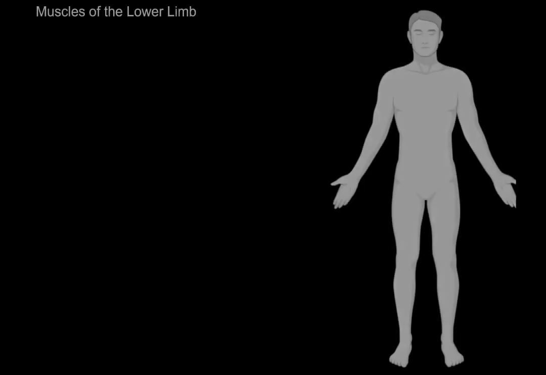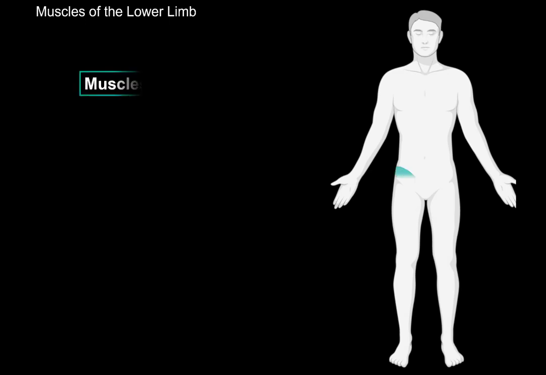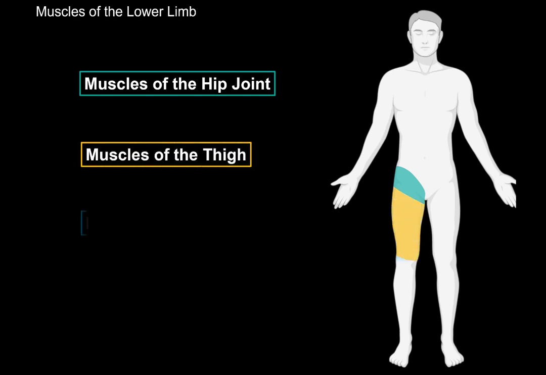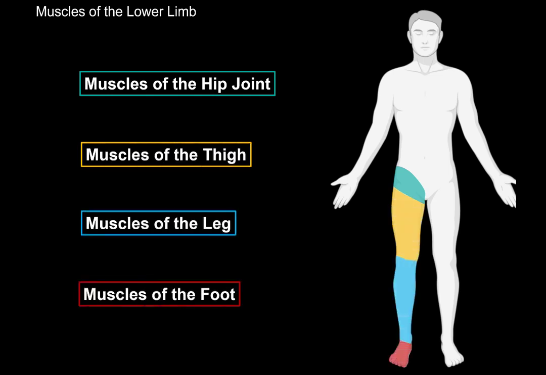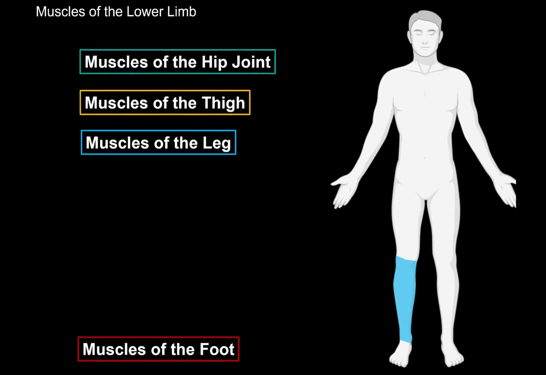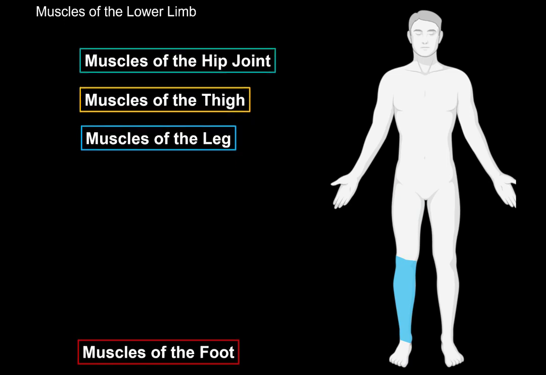So the muscles of the lower limb are divided into 4 parts according to their anatomical location. The first group are the muscles of the hip joint, then we have the muscles of the thigh, muscles of the leg, and then we have the muscles of the foot. So again, the muscles of the leg are what we're going to focus on in this video, and they're divided into 3 main groups based on their anatomical location.